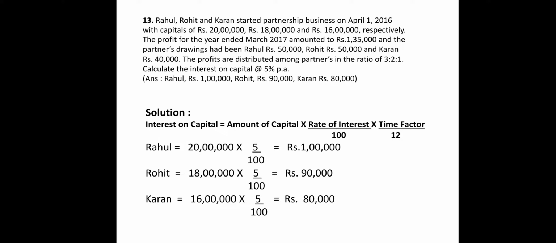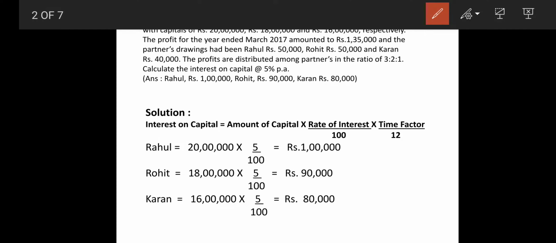Now in this sum, they have mentioned April 1st their capital is 20 lakhs, 18 lakhs and 16 lakhs. So this is their opening capital, right? And the rest of the items like profit, drawings and the distribution of profit and loss 3:2:1 are given, but for this particular sum they will be immaterial because we are asked to find out only interest on capital at 5% per annum.